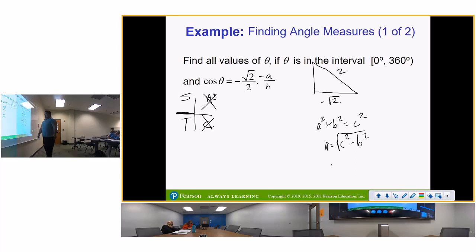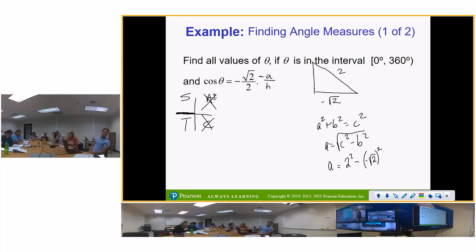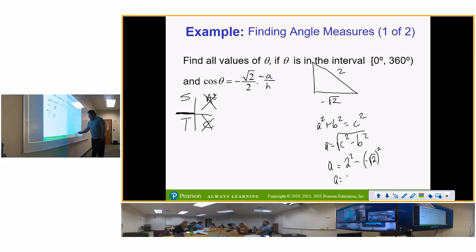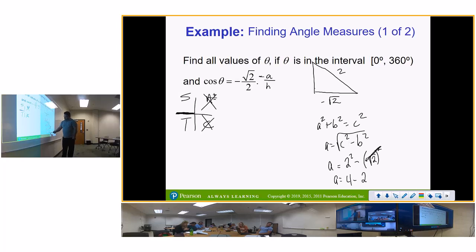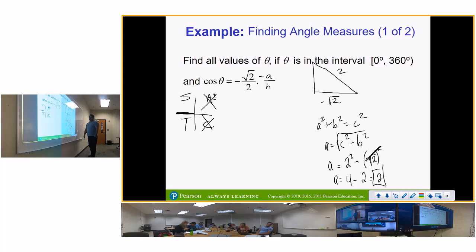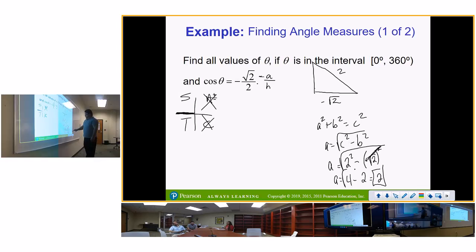So A is equal to 2 squared minus what? Negative square root of 2 squared. So that's going to be A is equal to 4 minus what? Well, what's a negative times a negative? Positive. And what happens to that? That goes there, so this 4 minus 2 is equal to what? I forgot the square root. There we go. And 4 minus 2, so that's the square root of 2. Y'all check me and make sure I didn't mess it up.